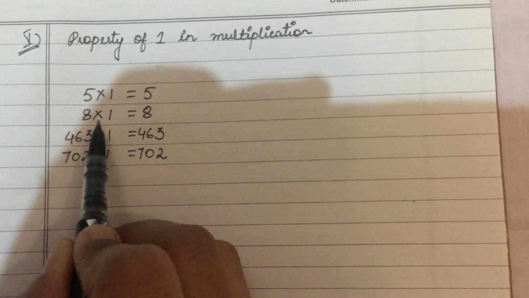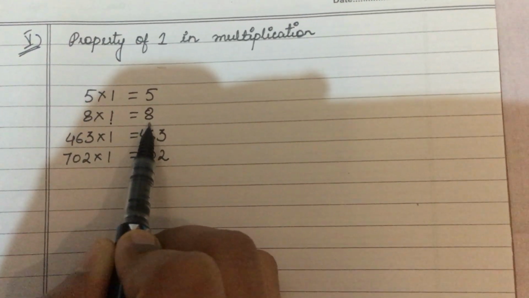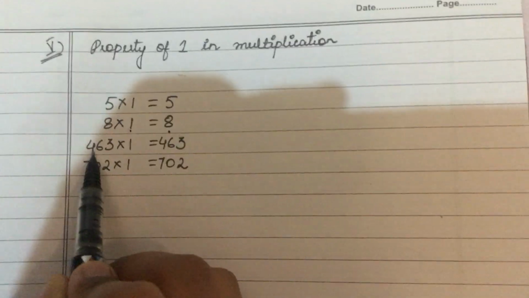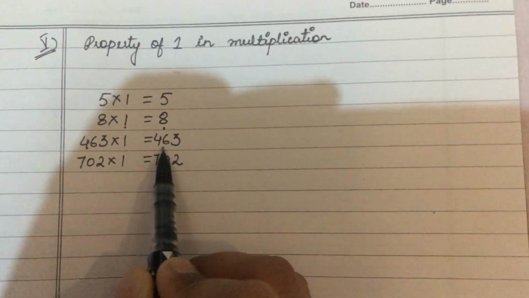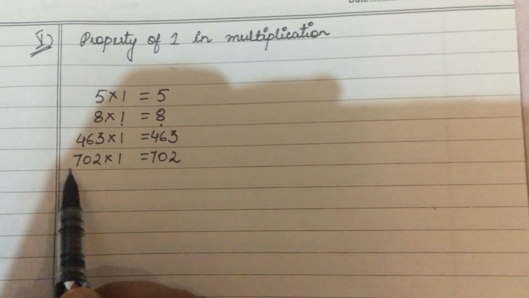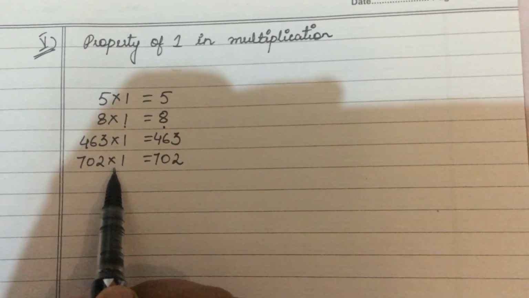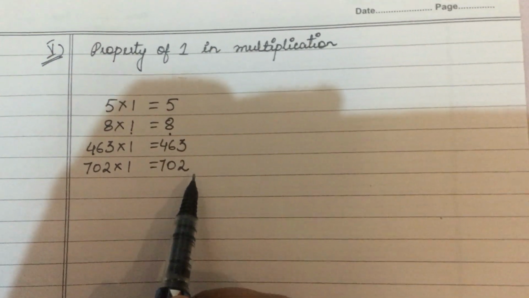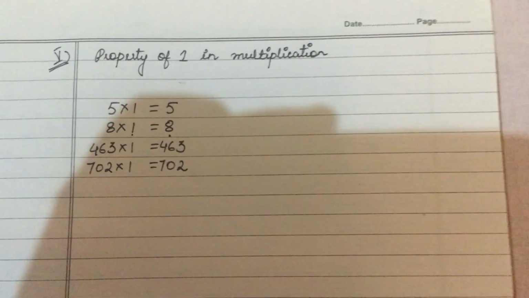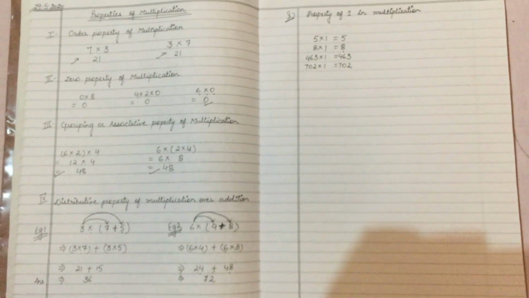Then 8 multiplied by 1, the answer is 8. 463 multiplied by 1, the answer is 463. 702 multiplied by 1, the answer is 702. So children, I hope the properties of multiplication are clear to you all.